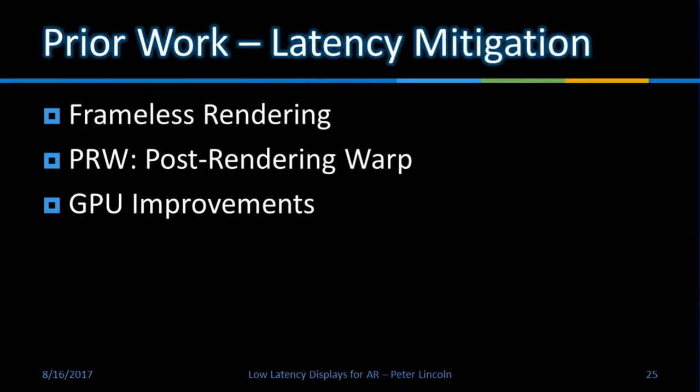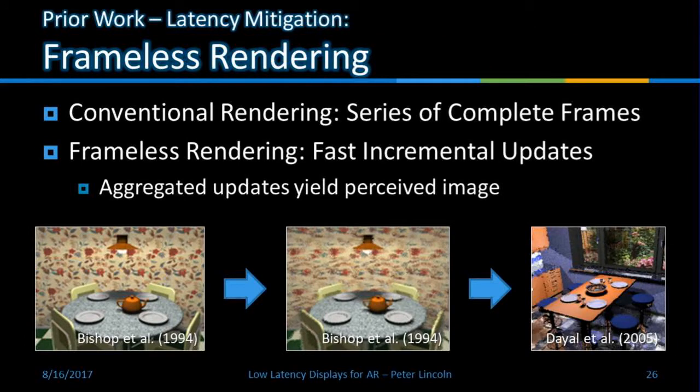So how have people in the past gone about trying to resolve these issues? I'm going to talk about 3 main methods. The first is frameless rendering. And the key detail in this is that while normal rendering is a series of complete frames, in frameless rendering, you're doing fast incremental updates to the scene. It's less like a movie and more like a bunch of small tweaks to the image. And in those tweaks, the aggregation as perceived by the user yields a perceived image that should be better.